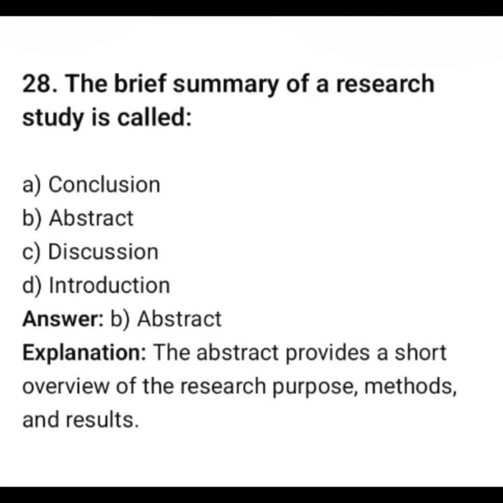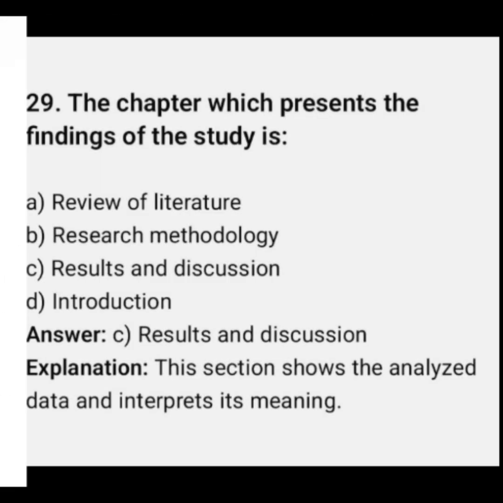The brief summary of a research study is called: conclusion, abstract, discussion, introduction. The correct answer is option B, abstract. The abstract provides a short overview of research purpose, methods and results.